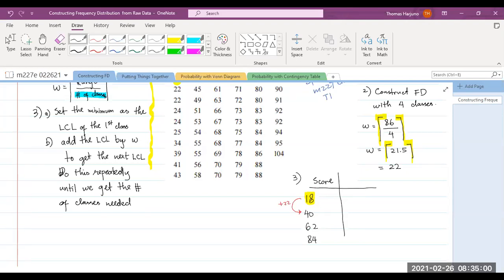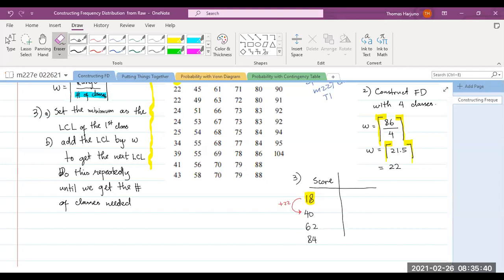Now, remember, the class width is not the following. It's not like 18 and then you add 22, then it becomes the upper class limit of that class. No, that's not right. What we learned last week is that class width is defined to be the difference between consecutive lower class limits, not the difference between the lower class limit and the upper class limit. That's not true. That's about class width. Now I have 4 classes already, right?